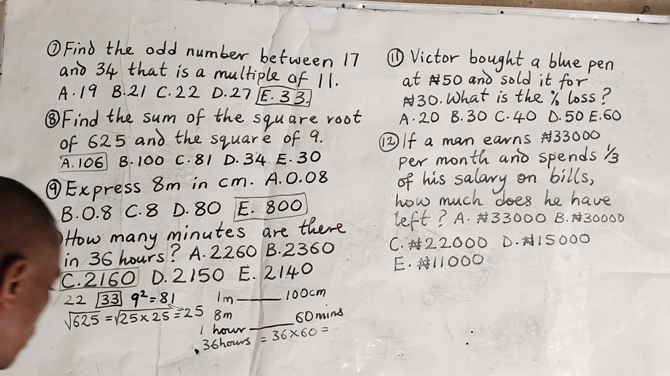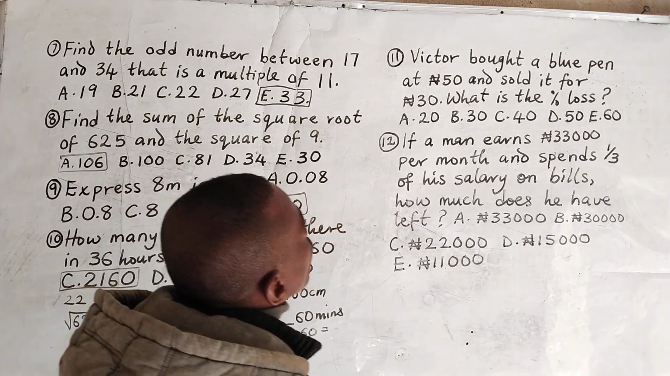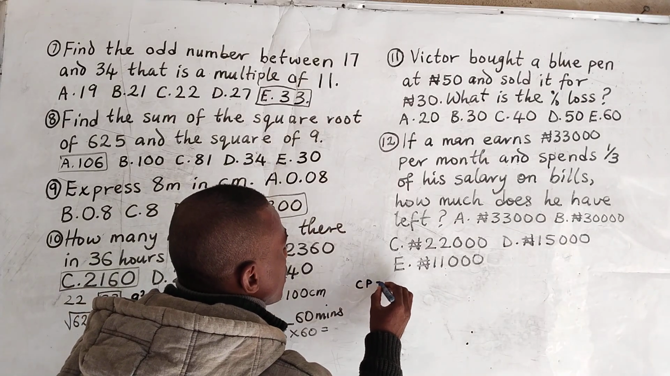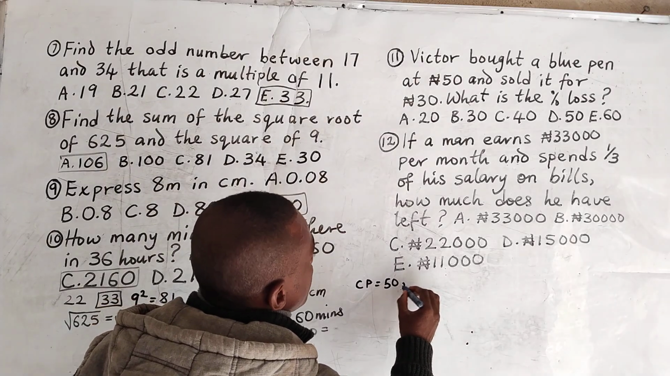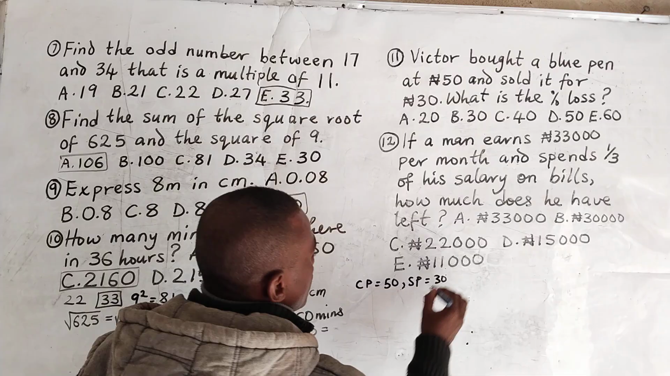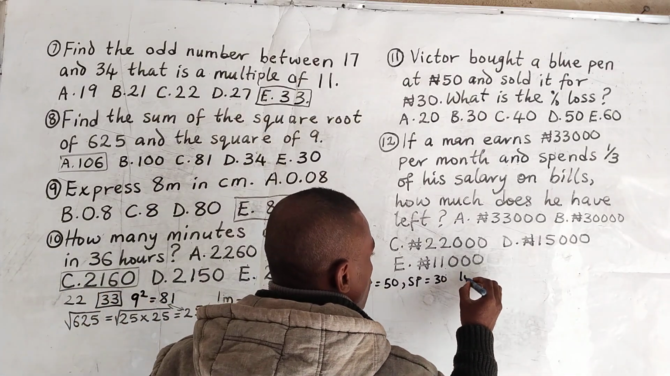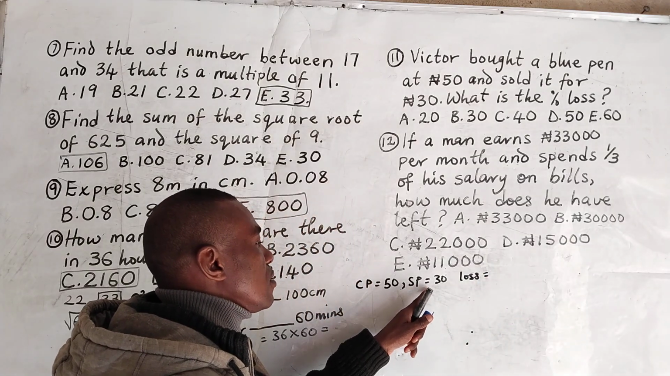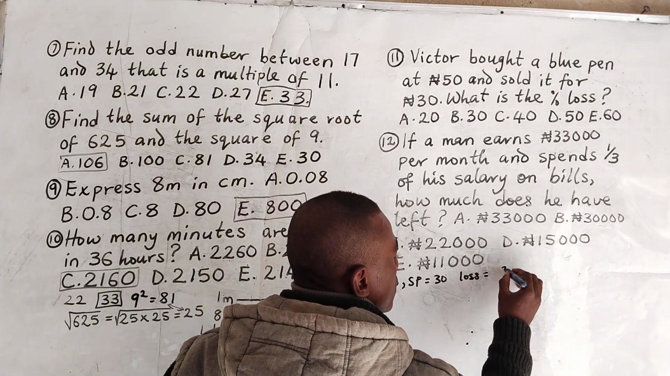Then in question number 11, we have Victor bought a blue pen for 50 naira. That is CP is equal to 50 naira, which is Nigerian currency. The selling price, according to the question, is 30. Meaning that Victor incurred loss. And the loss is always CP minus selling price. That is cost price minus selling price, which is 50 minus 30. It will give us 20.